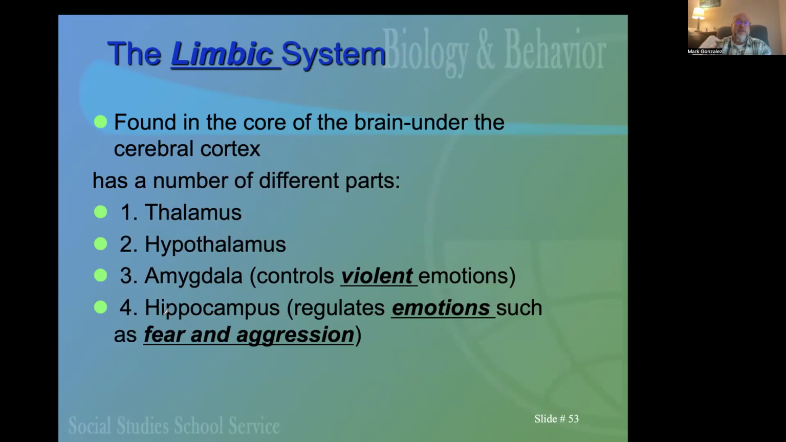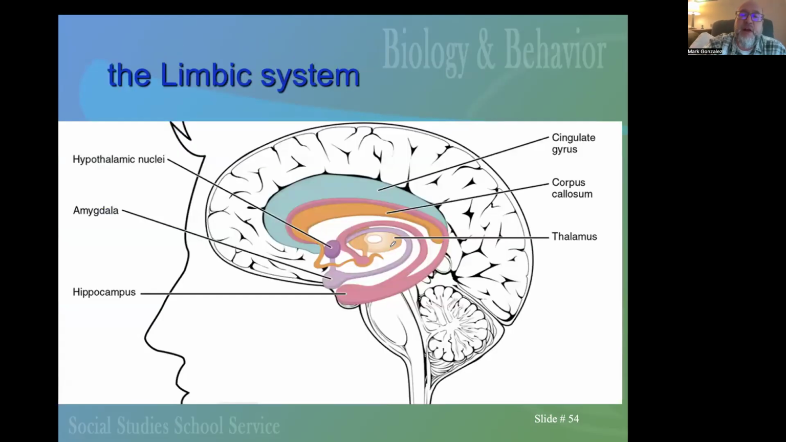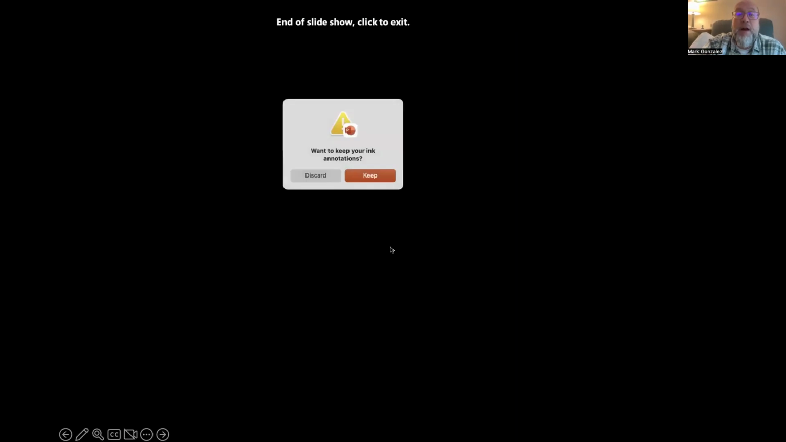The amygdala is a famous part where a lot of people talk about what controls violent emotions. There's been some theoretical work on people thinking, hey, maybe we could manipulate the amygdala somehow through surgery, and that would make people less violent. Here's another view of the limbic system. All right, so that gives you a little bit of a picture.